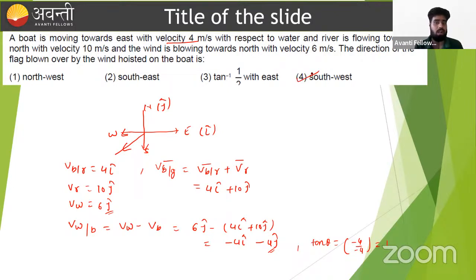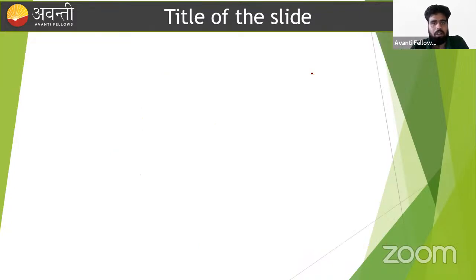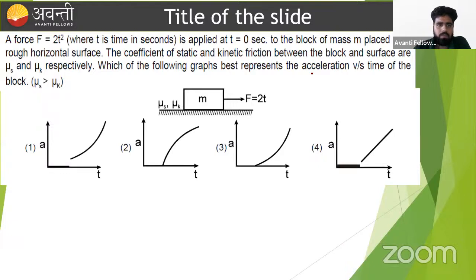I hope this question is also clear, the important application of relative velocity: how we can write down the velocity with respect to another particle. Let's move to the next. Again, this is an important type of problem. In today's trend, such type of question is generally asked.